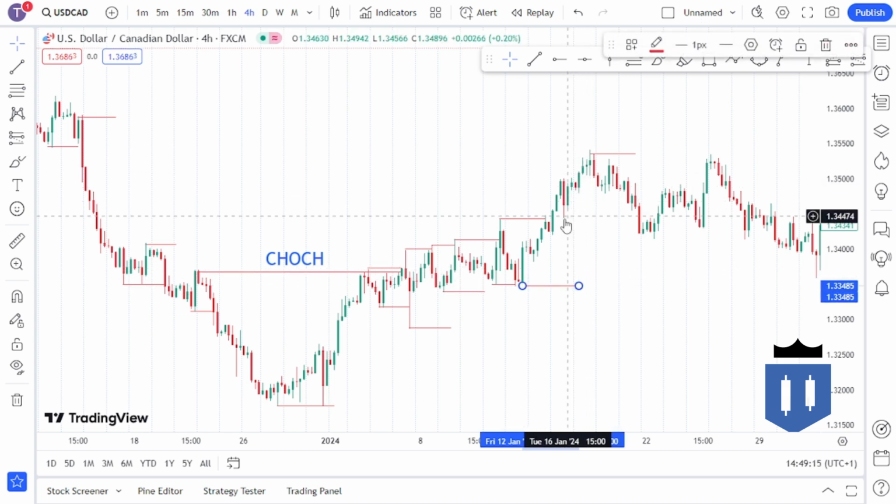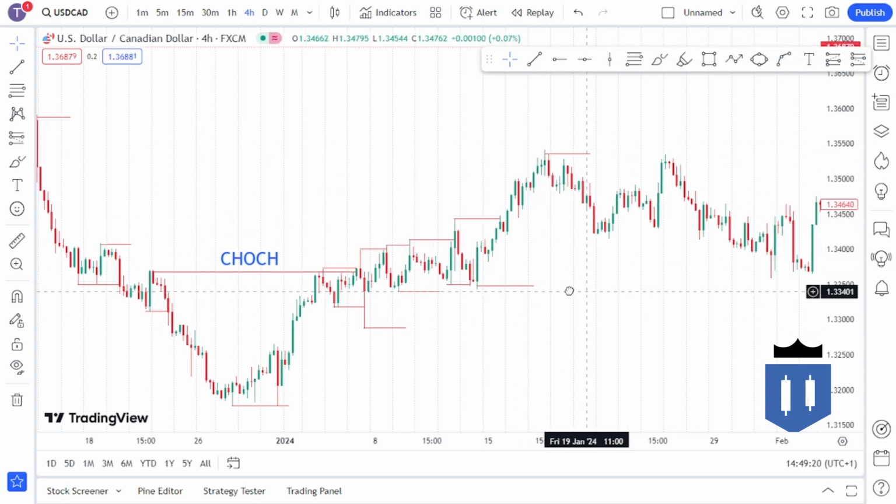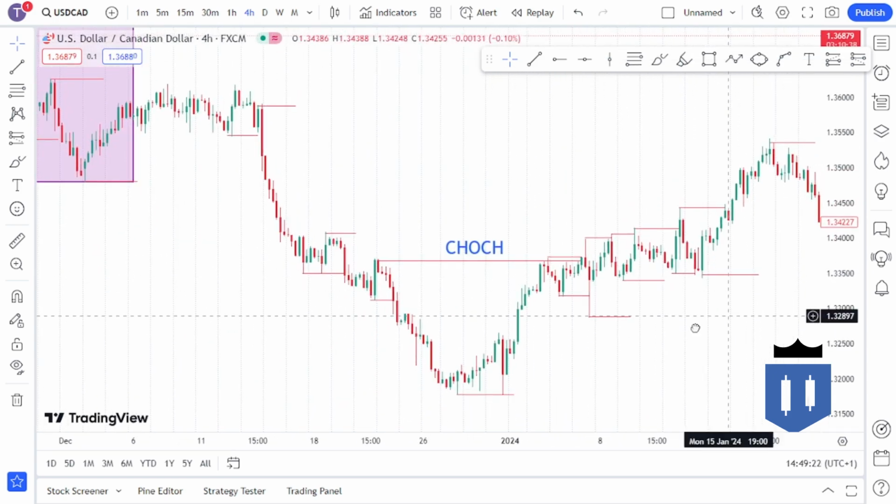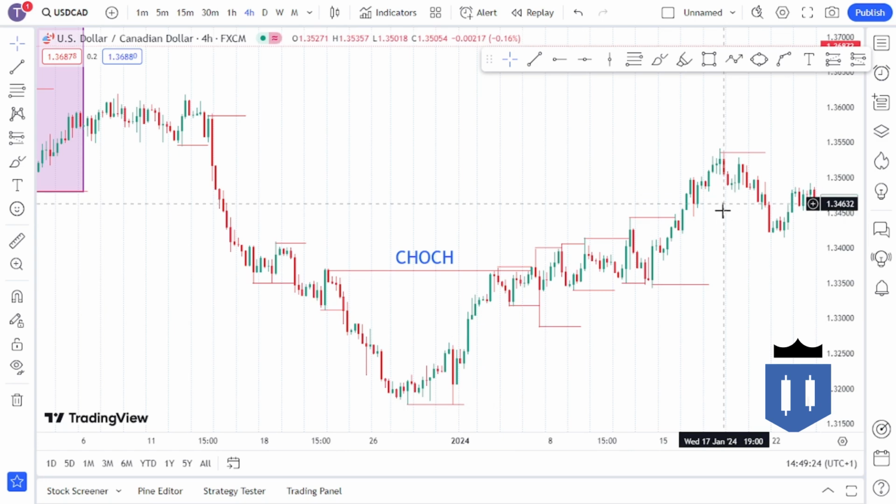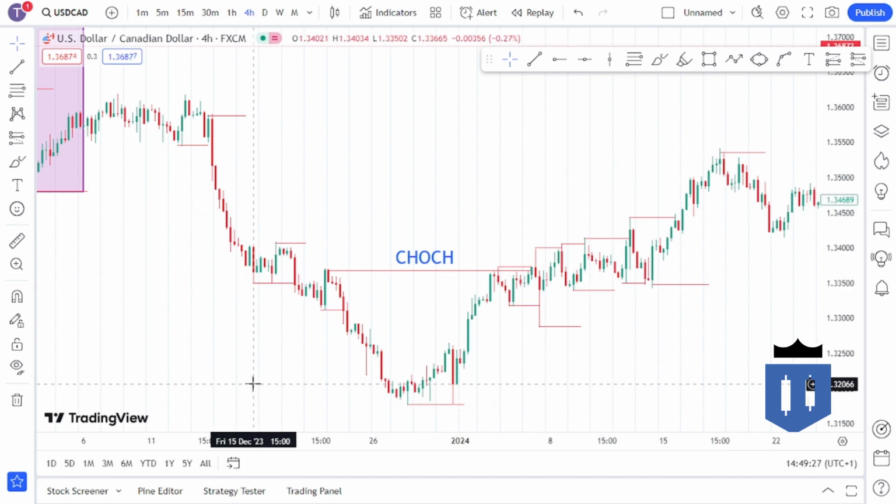Not these lows, not this low, not these lows. This high, this low that started the move till it got to that point. So can you see how it happened? So I'm going to give you one more example of chalk.